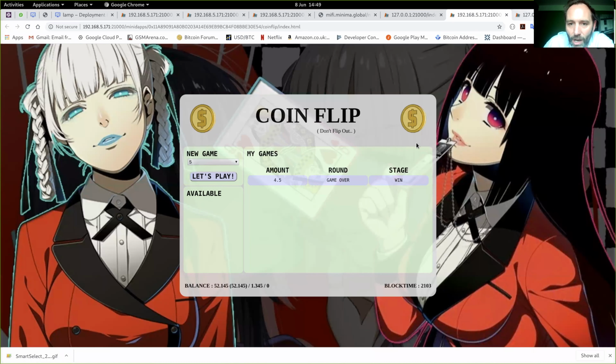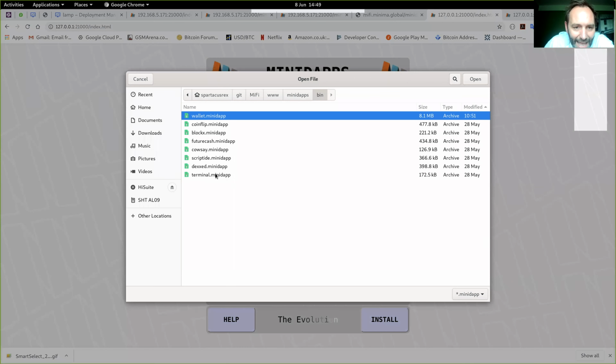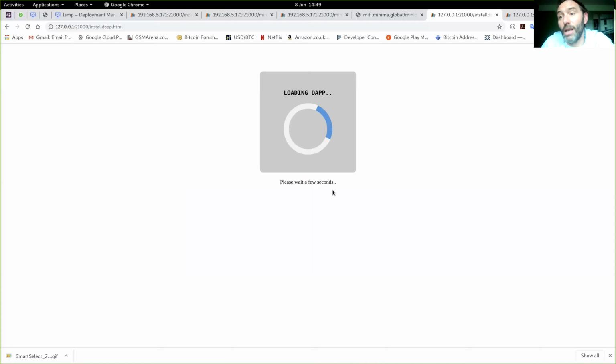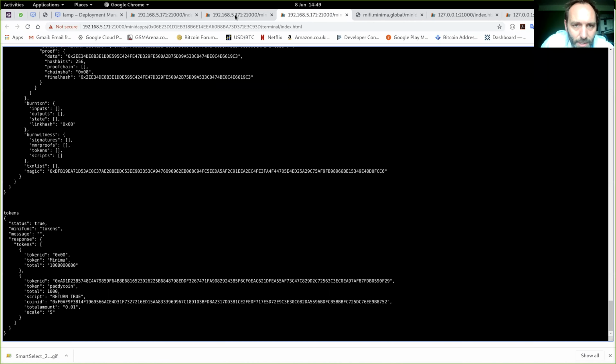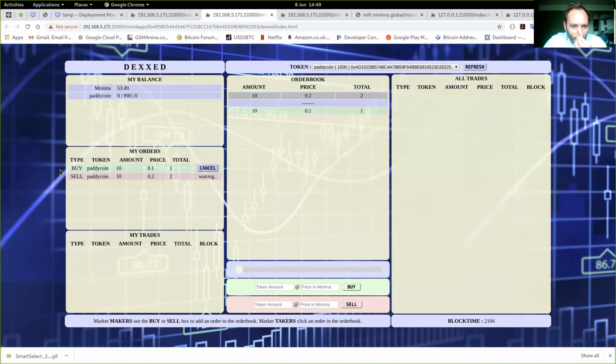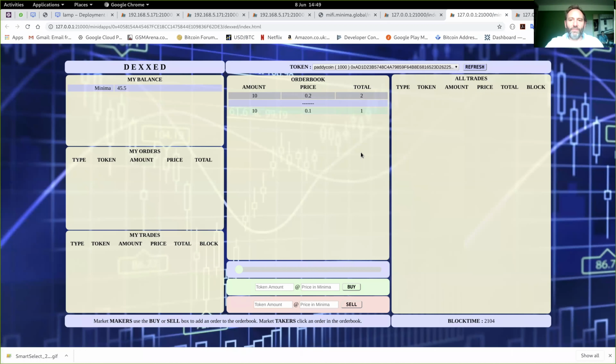So I'm just waiting for these transactions to become active. Right, so there we go. I'm just going to shut down my coin flip games. I'm going to install Dexxed on my local machine now. So I've got the two versions running. Okay, so let me just have a look. That's there, that's there. Okay, buy Paddy coin for 10 and sell Paddy coin for 20. Right, we got it. So now I'm going to open Dexxed up on here.